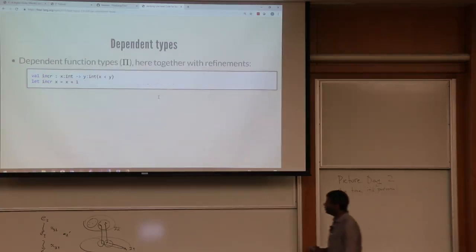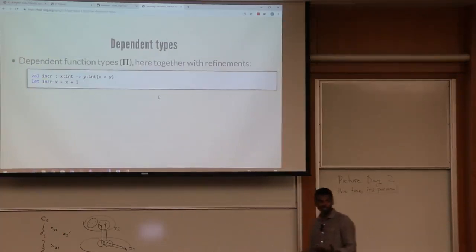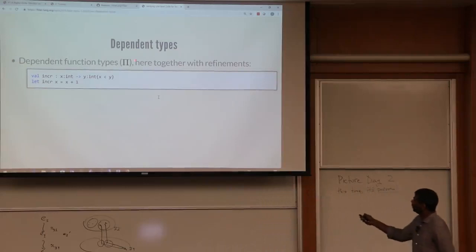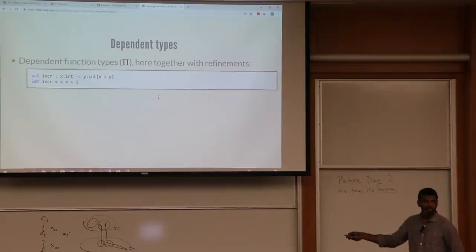So those are refinement types. Refinement types sort of fit into a broader framework of dependent types. And the main construct of dependent types is the dependent product, or pi, or dependent functions. The way I see it is that dependent functions have a codomain, that's a result, that depends on their domain, right? So here's the codomain, y of type integer such that x is less than y, and this x is the value in the domain, okay? So that's why it's dependent.